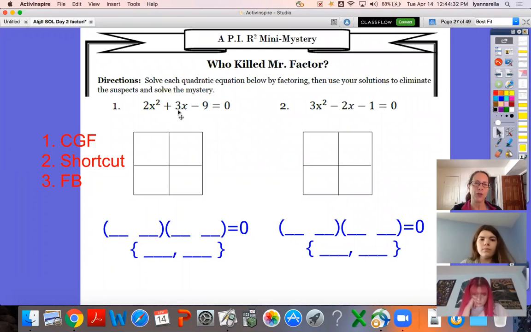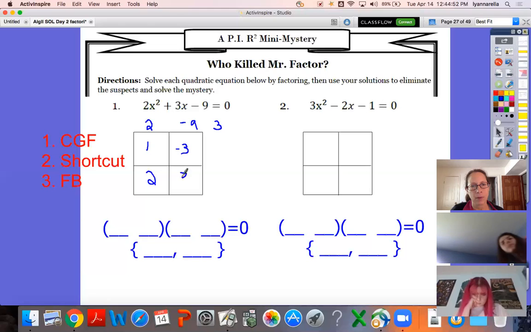So here's the first one. I'm going to do a factor box, but you could choose to do Desmos or a factor box, but you have to do 10 of each. 2, -9, and 3. So the factors of 2 are always 1 and 2. -9, I'm going to try -3 and +3. 1 times -3 is -3. 2 times 3 is 6. If I add 6 to -3, I get 3. So I know my factors are right.